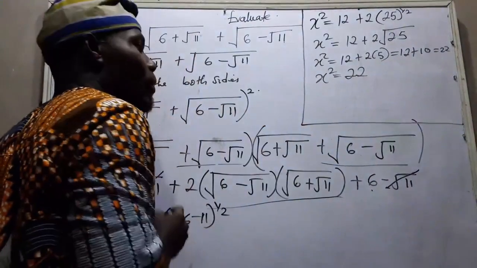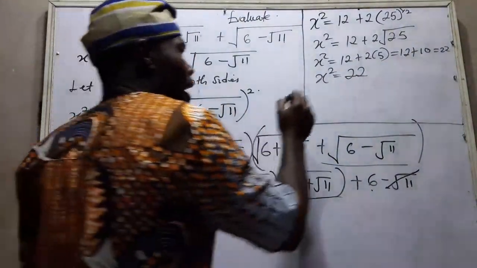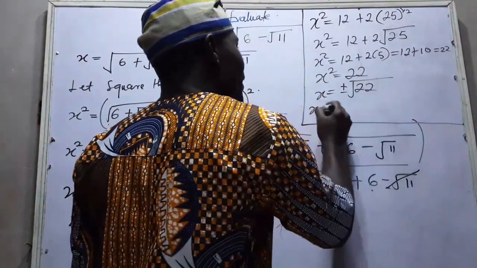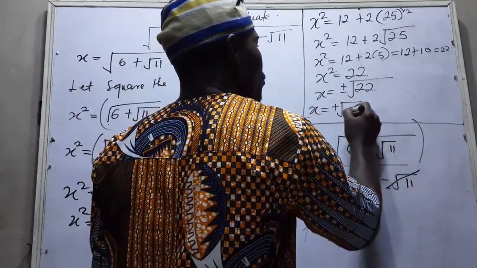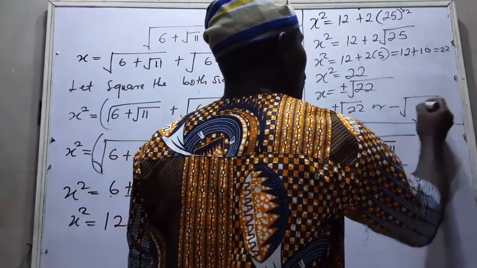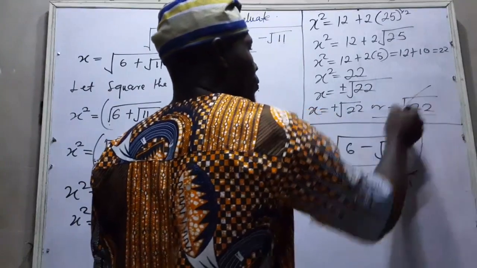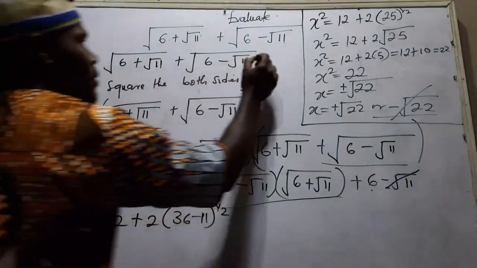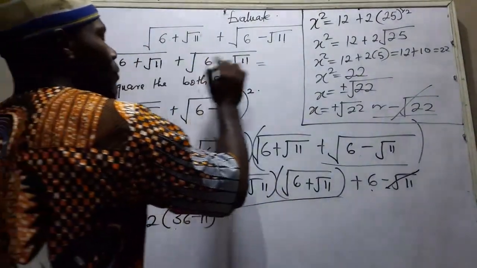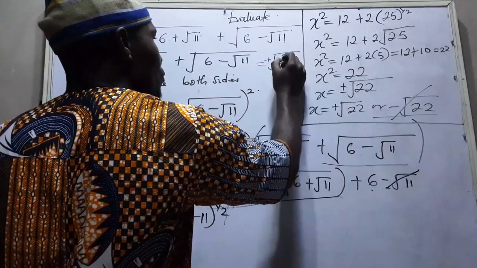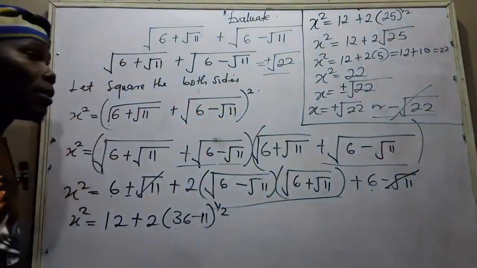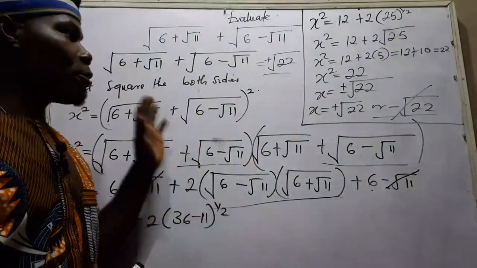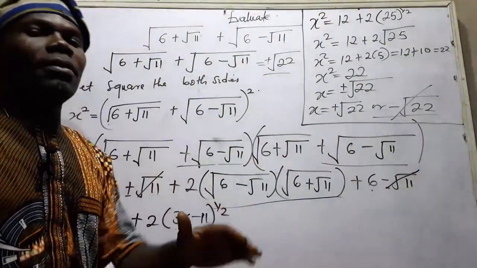So now we need a positive value. For the fact that our x will now be plus or minus square root of 22. So x is equal to plus root 22 or minus root 22. But because we don't need minus, we have to reject this. So the sum of this and this will surely give us plus root 22, for the fact that we are looking for a positive value. So this is the explanation of these equalities of surd.